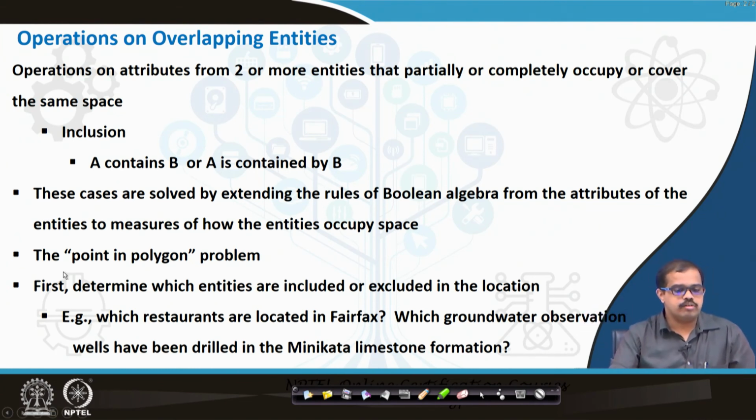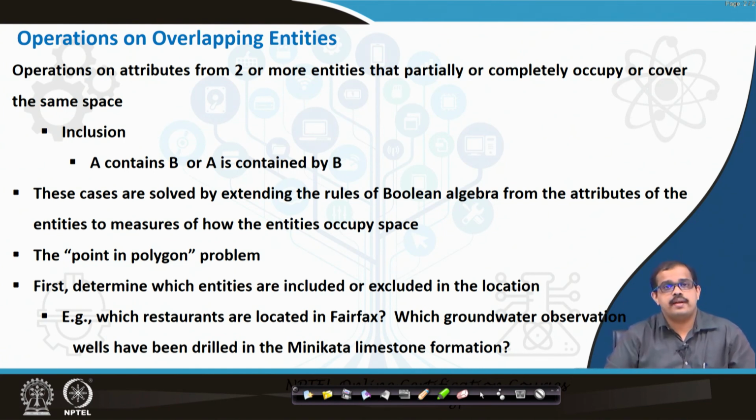So, the next set of analysis that you can do is operations of overlapping entities. The first operation that we will look at is point and polygon. This involves operations on attributes from two or more entities that partially or completely occupy or cover the same space, which is inclusion: A contains B, or A is contained by B.